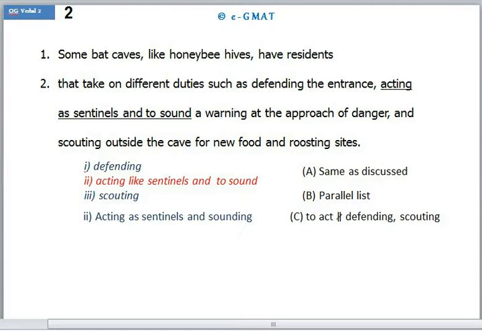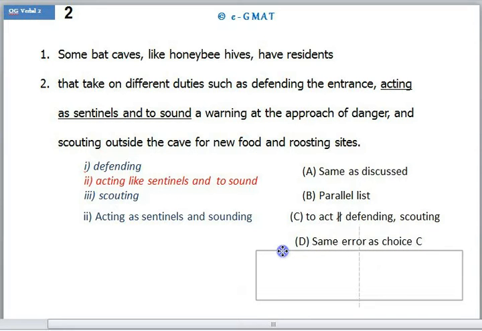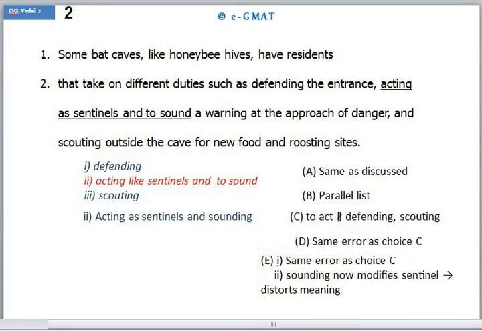In choice C, to act is not parallel to defending and scouting, so of course it is not the correct answer. Choice D repeats the same errors as choice C. To act is not parallel to defending and scouting again, so D also cannot be the correct answer. In choice E, we again see that to act is not parallel to defending and scouting, and also and has been removed between sentinels and sounding.